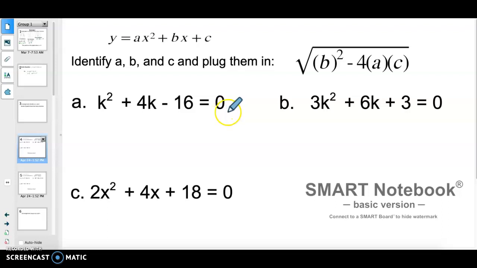Welcome back, everyone. So one important thing that we're going to have to do over the next 2 weeks is be able to plug A, B, and C into formulas. So the first formula we're going to work with is this formula. For now, I just want us to look at it and then we'll talk about why it's important.